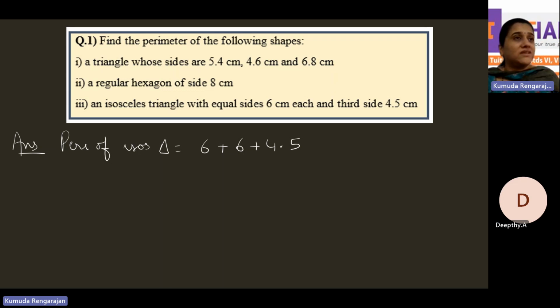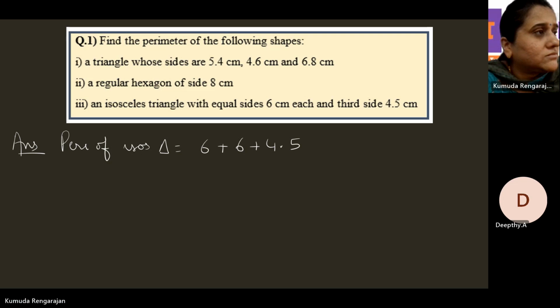Remember that a triangle has three sides. Because only two numbers are given, 6 and 4.5, it doesn't mean the perimeter is 6 plus 4.5. One side is 4.5, another side is 6 centimeter. What about the other side? Two equal sides, no? So the other side is also 6 centimeters. Sum of the three sides.